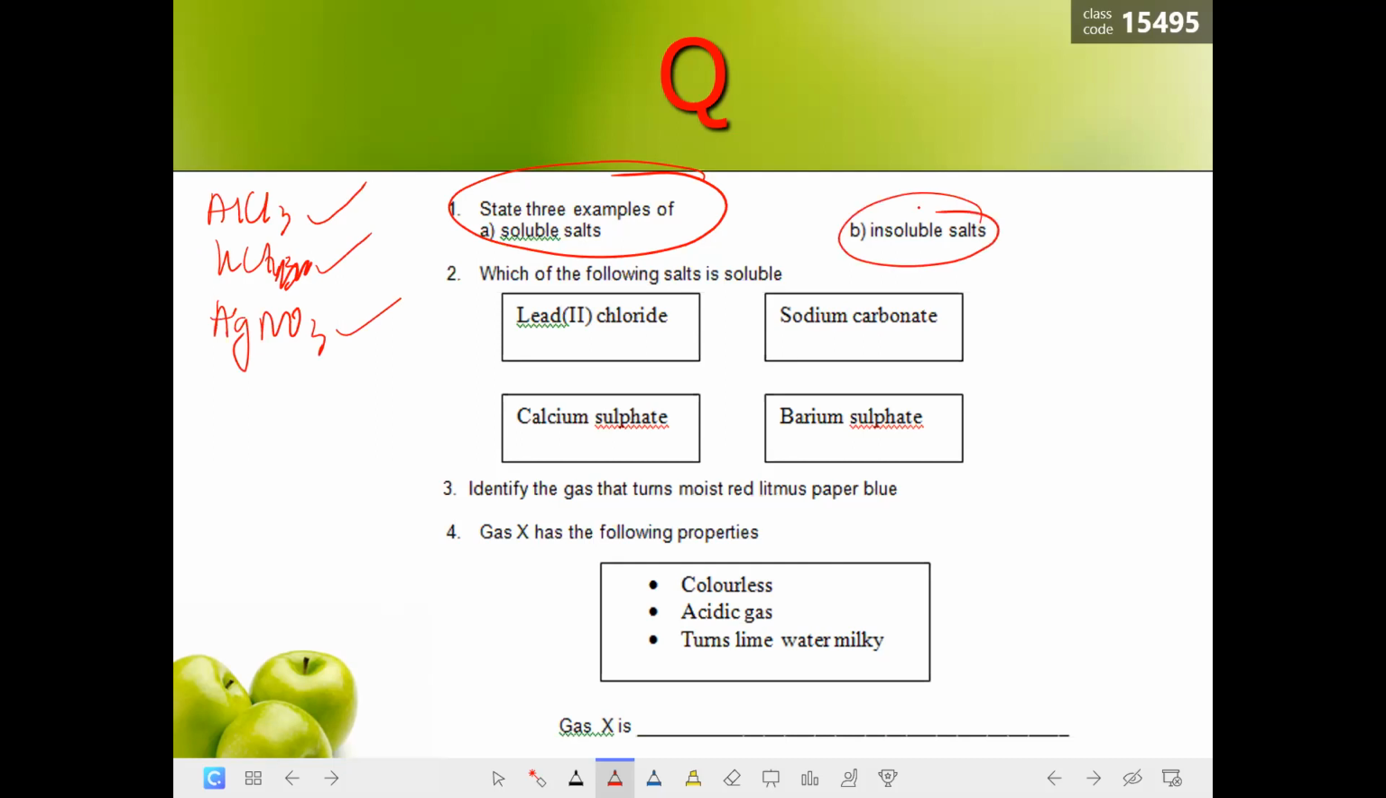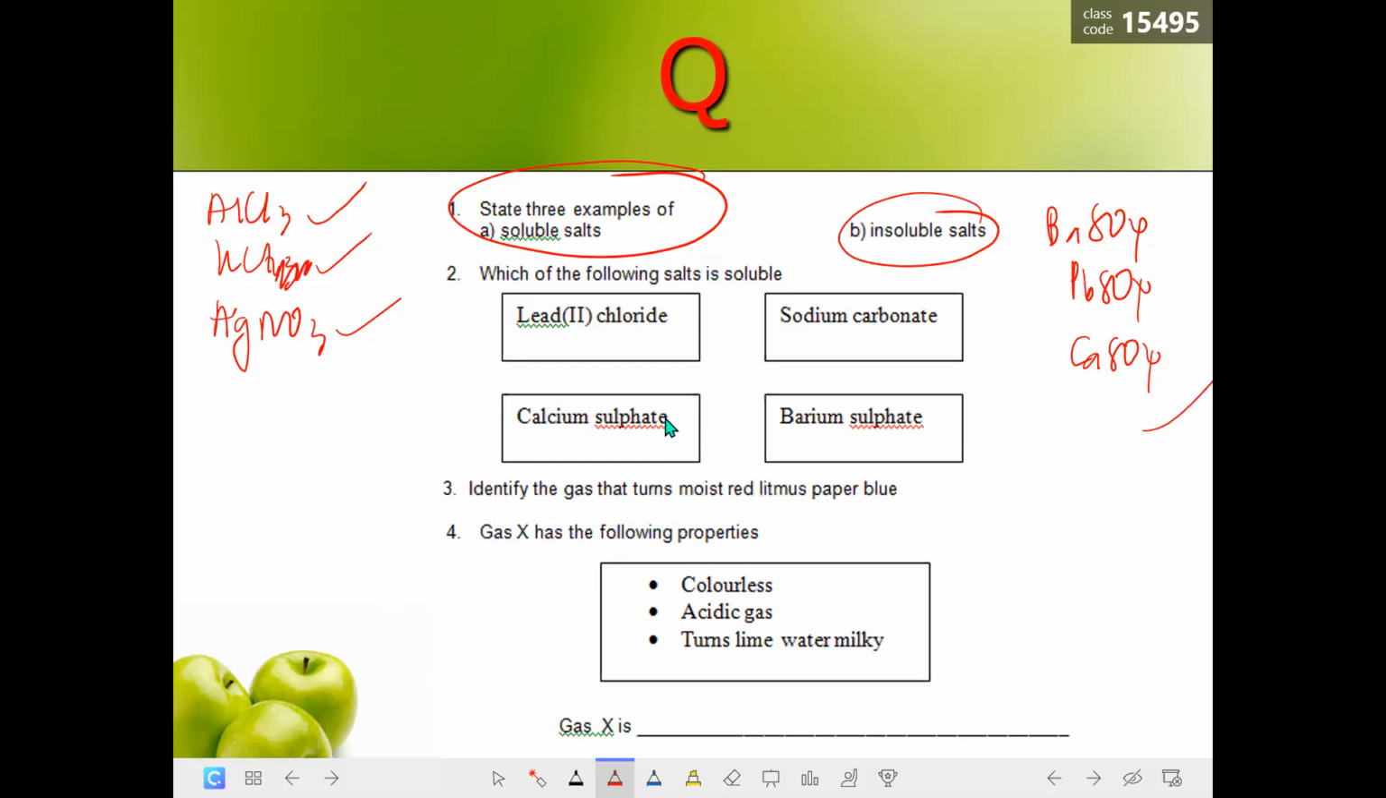Insoluble salt. Barium sulfate, okay, correct. Lead 2 sulfate, all right. Calcium sulfate. Okay, correct. Very good, Naeem and Mukni.